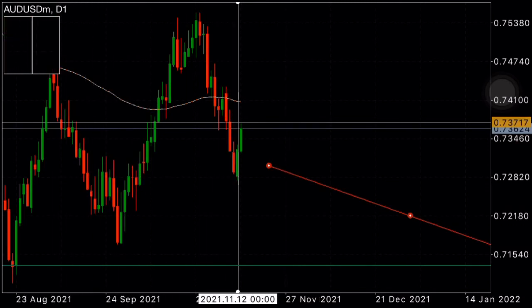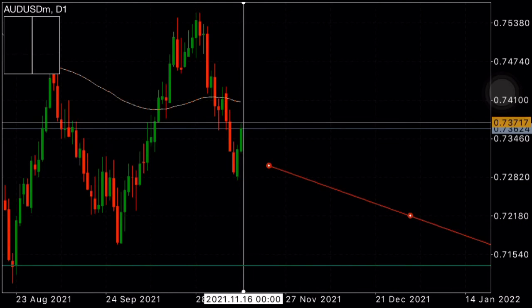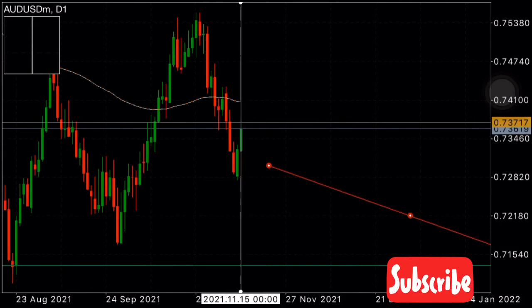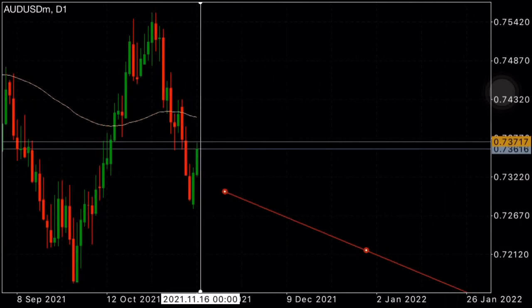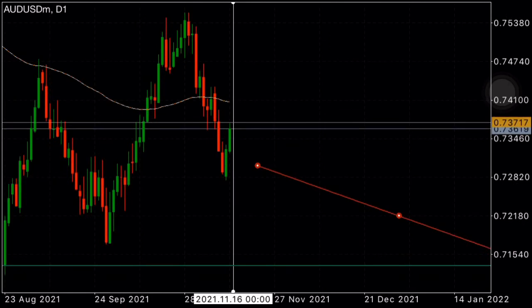So sentiment for the AUD USD remains bearish. It remains bearish. This is just one day, the 15th, right? It's just a Monday, and on Tuesday I believe the market will start finding its way to the downside, guys. Now let's go to the USD CAD.